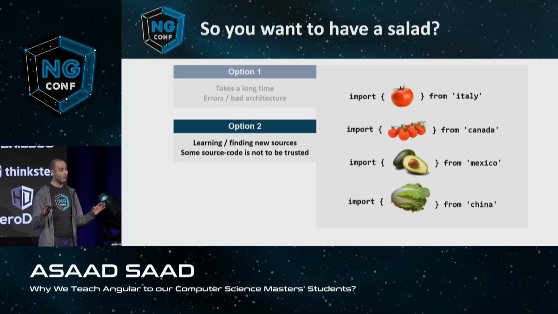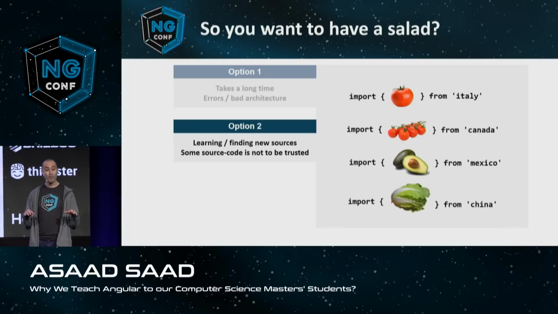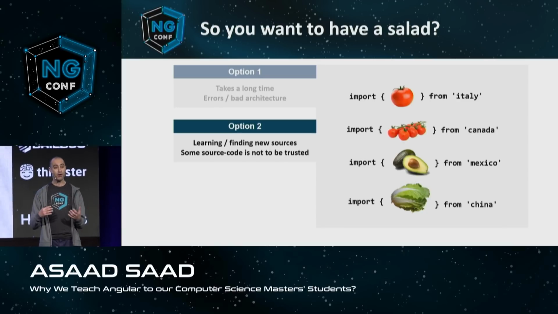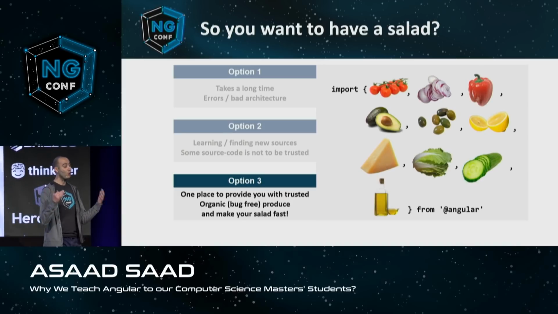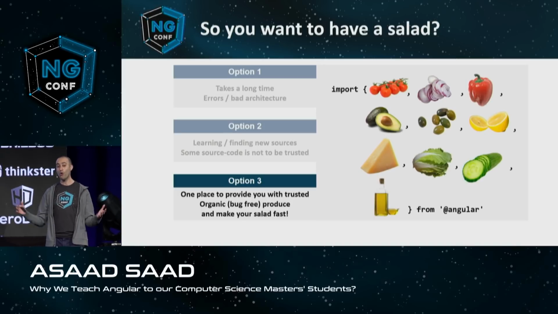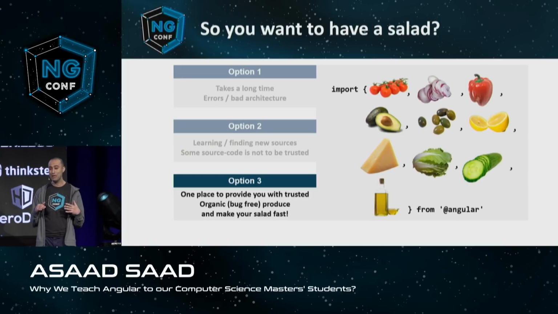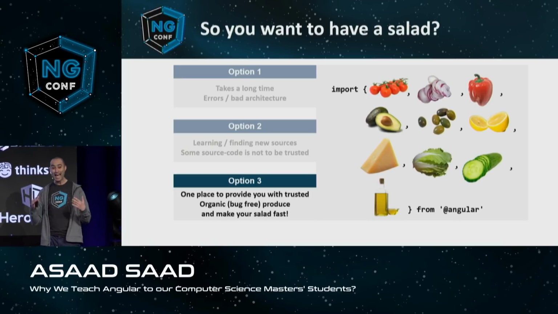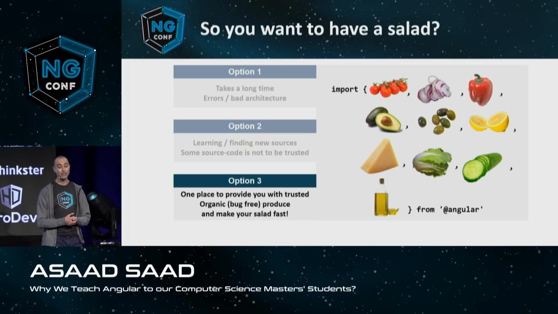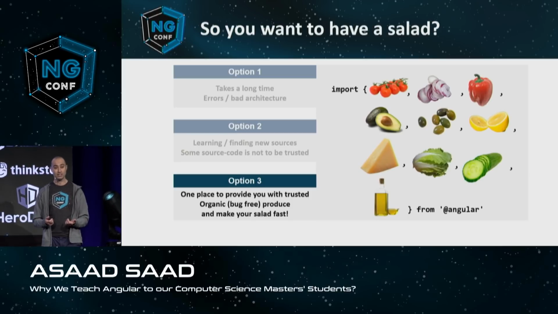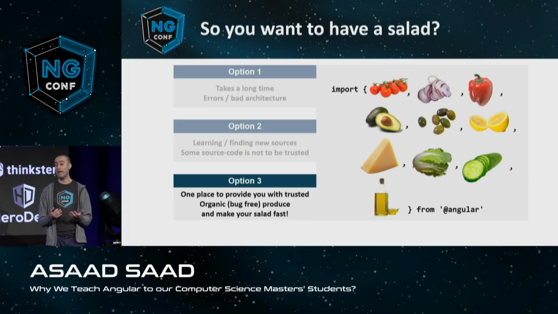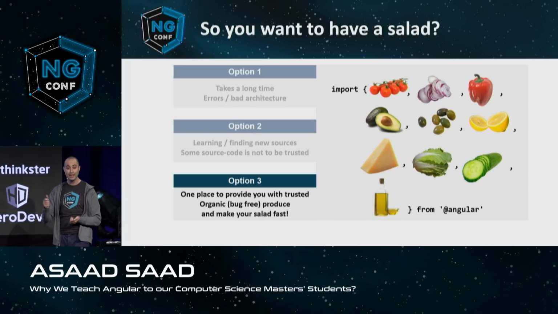Or option number two is to start importing vegetables from different places. That's good, don't get me wrong, but the problem is we need to learn how we integrate all these parts together. So that's going to be a little bit difficult. Or option number three is to go to one place, one store, where they have all the organic, pure produce, GMO-free, gluten-free, and prepare our salad very quick and eat a healthy meal. And that's what Angular provides us. It provides a full platform of solutions to build robust enterprise web applications. And that's great.